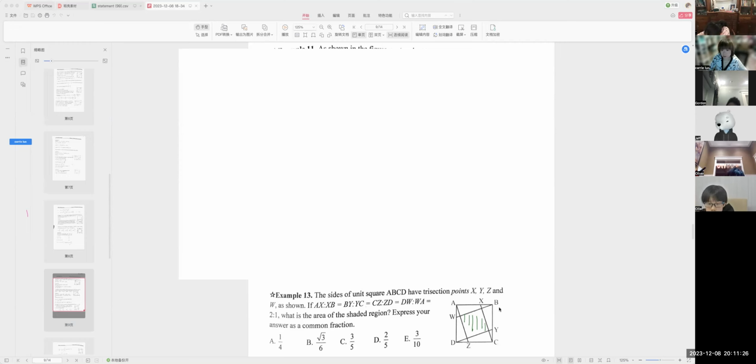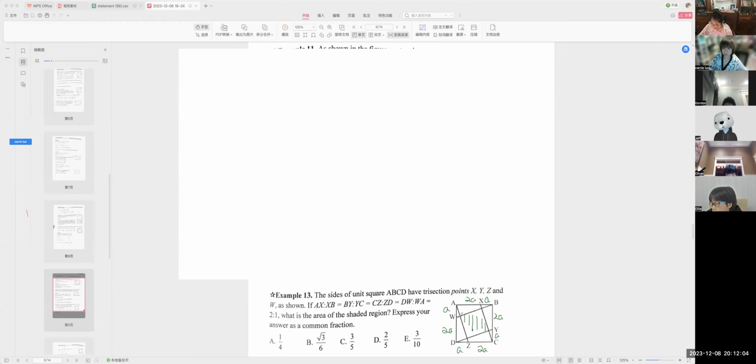So the side of the unit square is trisected. That means X cuts AB into three parts. So if BX is, we don't say x, how about we say BX is a, the little a. So AX is 2a. Understand, Luciana? Okay, so we have AX to XB equals BY to YC. So they're exactly the same. So they are 2a to a, 2a, a, 2a, a. Okay, so they're all the same.